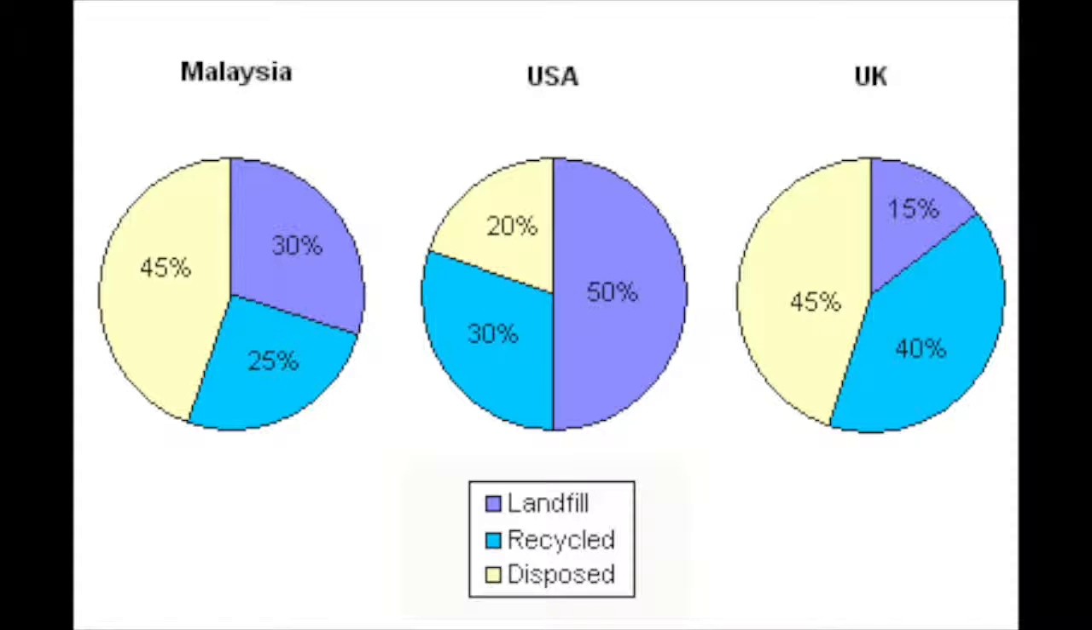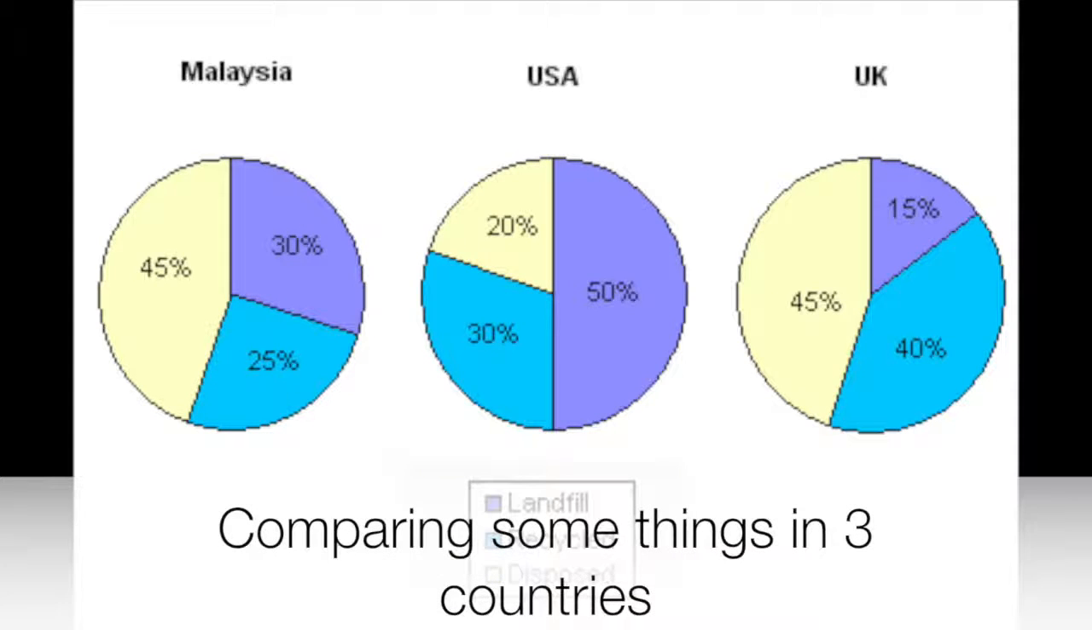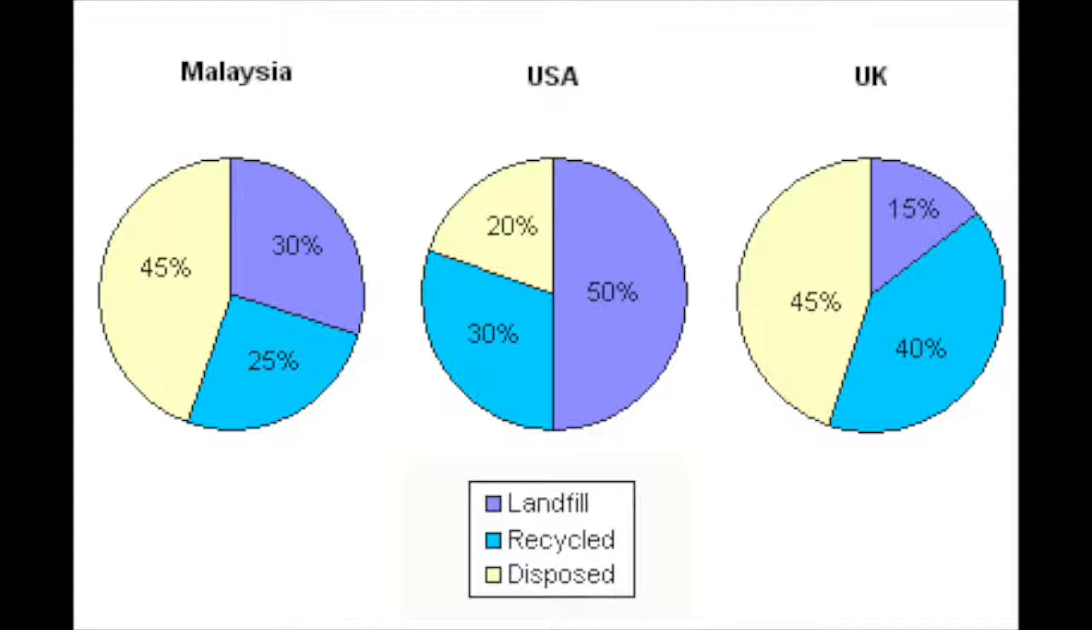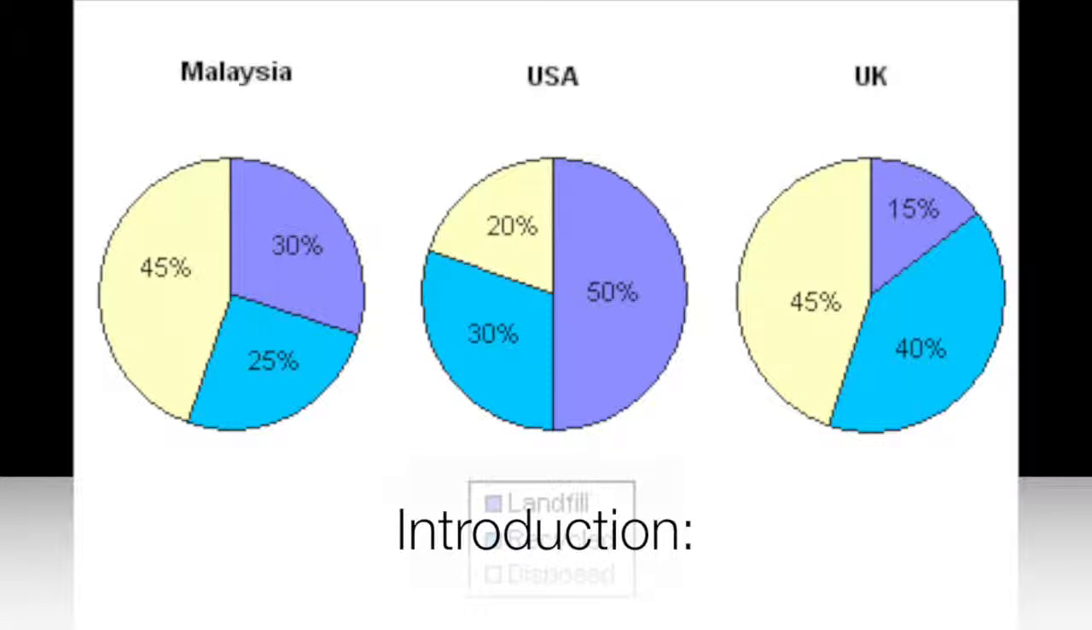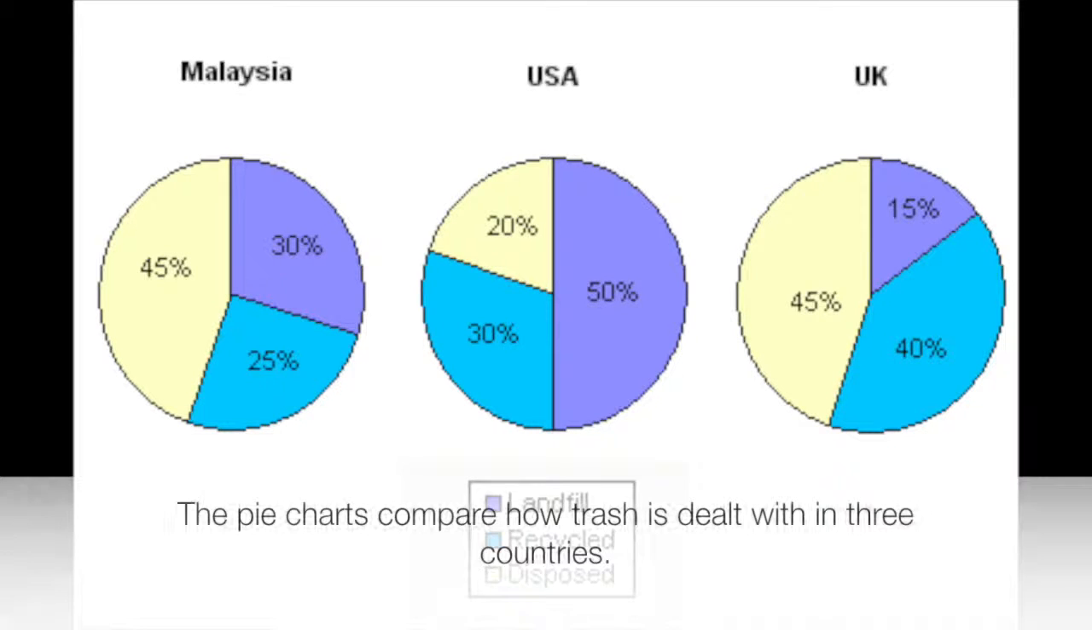Okay, so the answer is, it's comparing 3 different places, Malaysia, USA, and UK, and it's comparing some things in these 3 places. Now, there are many ways you could write an introduction for this. I've written a couple of ways. Now remember, there is more than one pie chart here, so we've got the pie charts. And that means there's no S here. The pie charts compare how trash is dealt with in 3 countries.